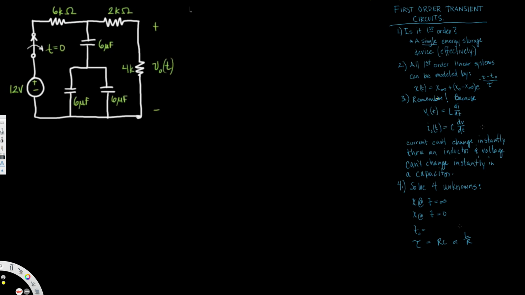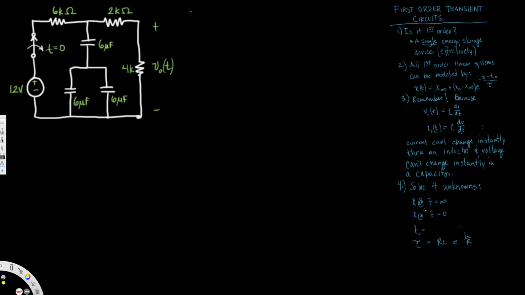Now also you have to remember that all first order linear systems can be modeled by this equation, that is x of t is equal to x infinity plus x naught minus x infinity, times e to the power negative (t minus t naught) over tau, right? So this is what we are going to do. In the final answer we are going to give the answer in terms of this first order differential equation. Now, in order to do this one, we have to find these four terms.